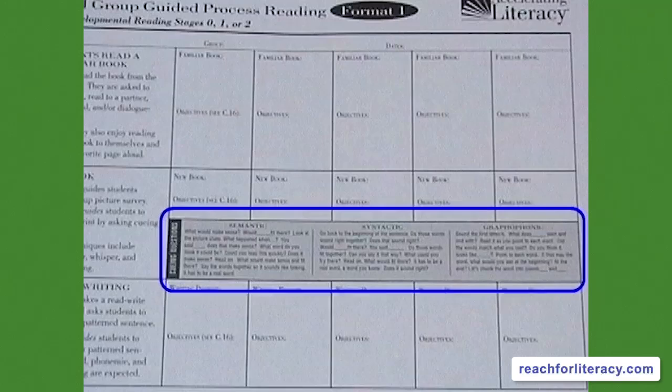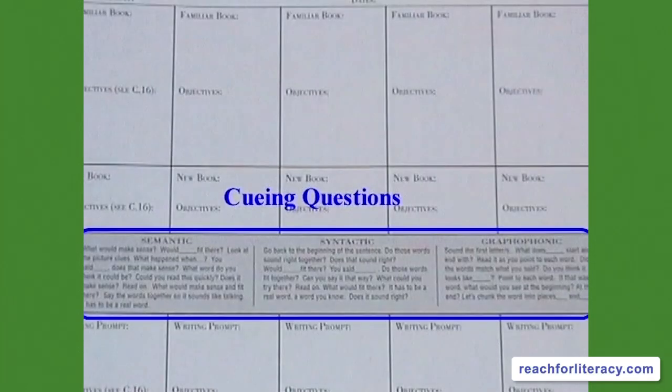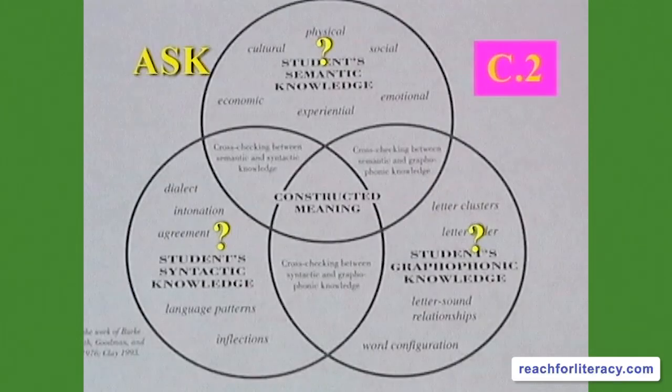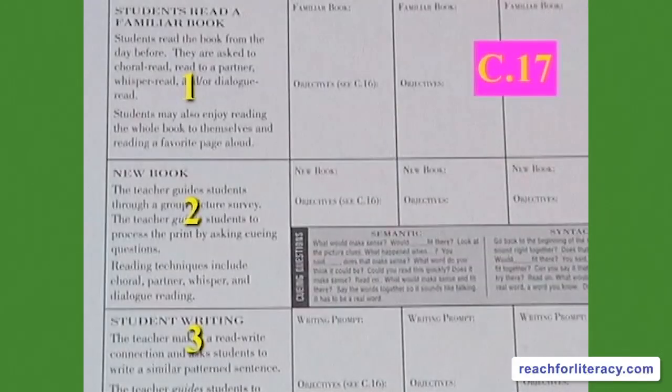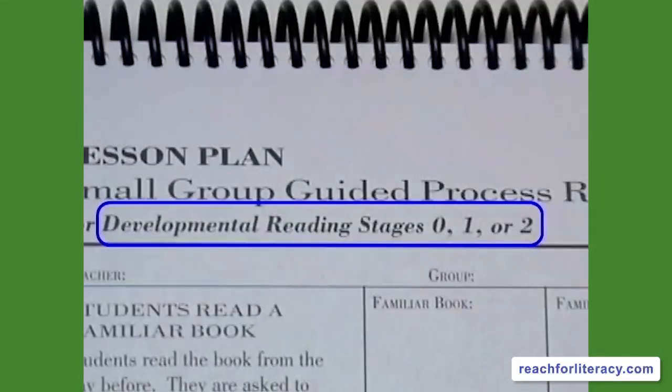Let's review C16 and 17 lesson plan. The focus is in the gray box. Those are your strategy questions. The way you develop the strategies is to ask questions because the brain is more active when you ask a question rather than telling it. So you don't tell, you ask. There are 3 steps in this lesson plan and you always need to use the 3 steps. It is for stages 0 through 2.